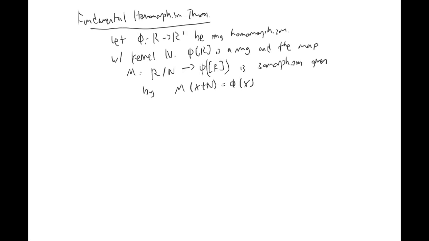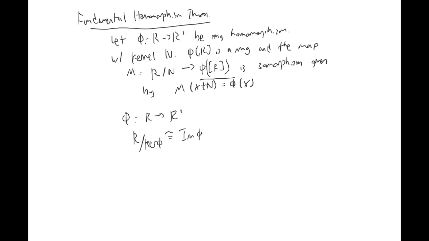This looks really complicated, but really just know this. If phi is a ring homomorphism, this is basically saying R mod the kernel of phi is isomorphic to the image of phi, because phi of R is just the image of phi.